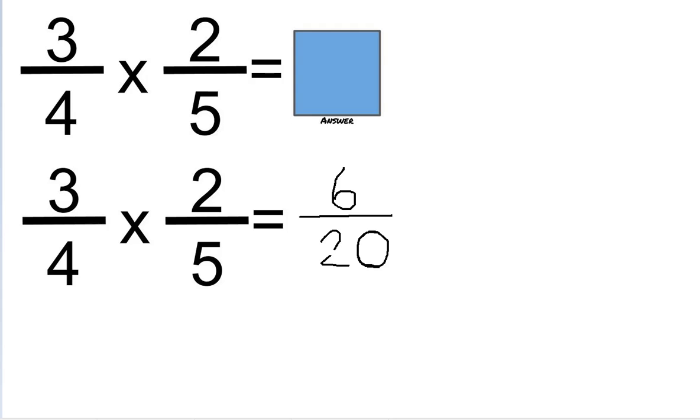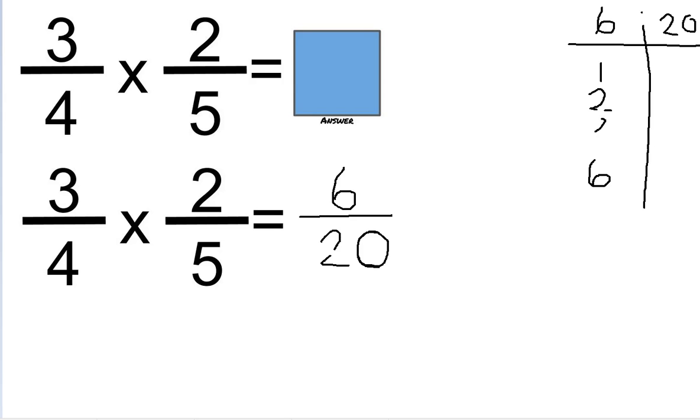It is good practice to list out your factors. I like to make a T-chart. So my factors of 6, of course, are 1 and 6, the number itself, and 2 and 3. So those are my only factors of 6, 2 and 3. My factors of 20 are, of course, 1 and 20, and 2 and 10.